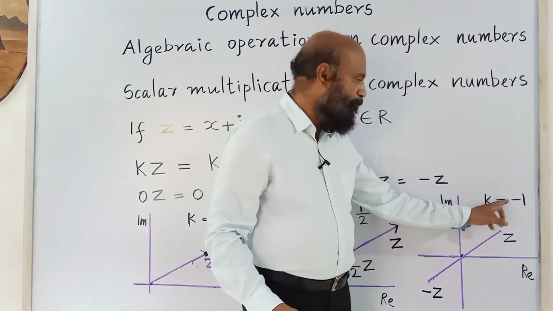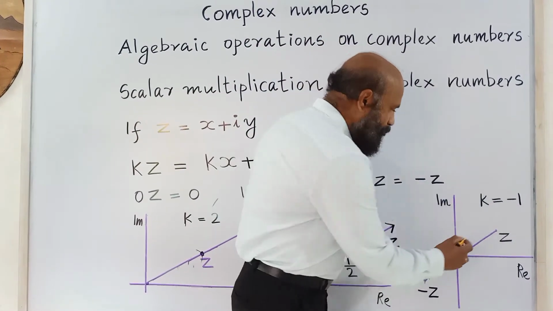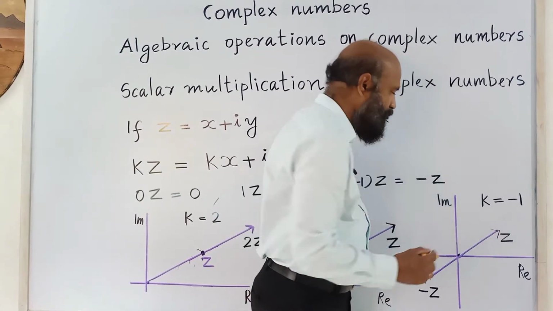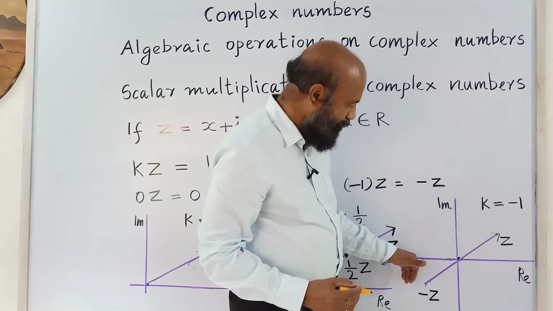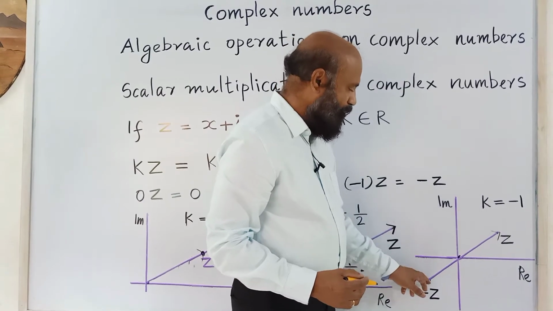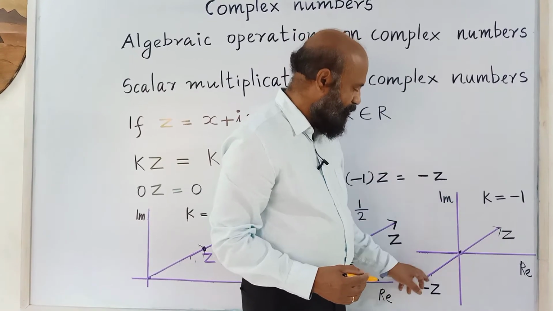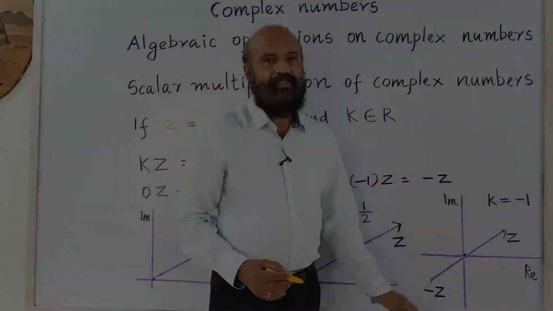Here k is minus 1. So this is representing z. So this is representing minus z. Minus z will be in the third quadrant. This is z. This is minus z.